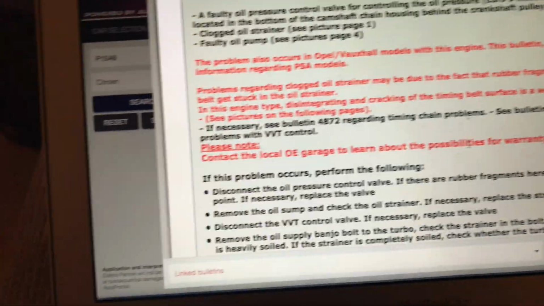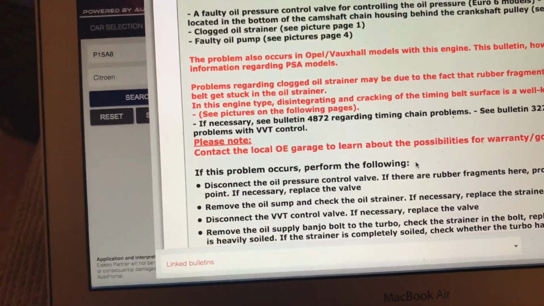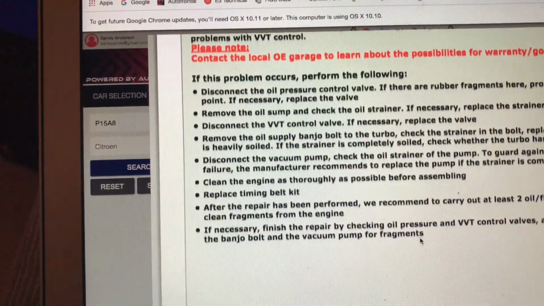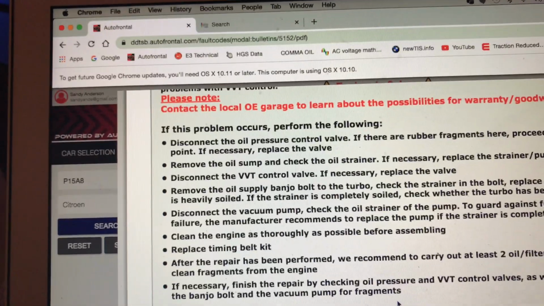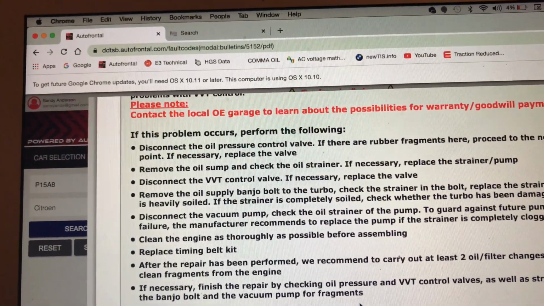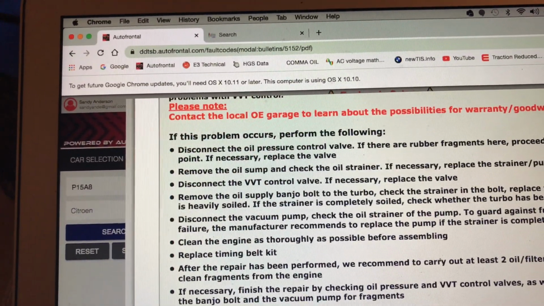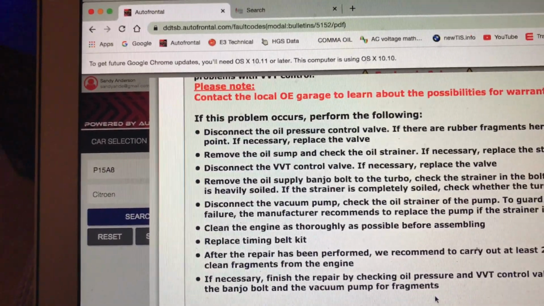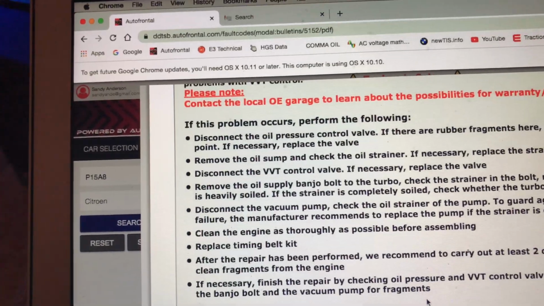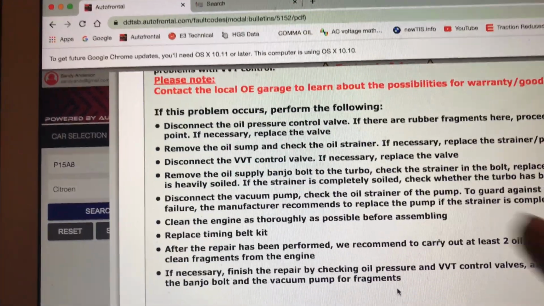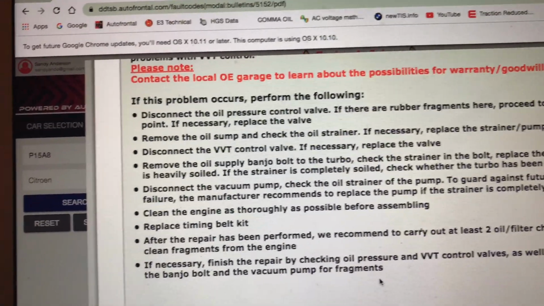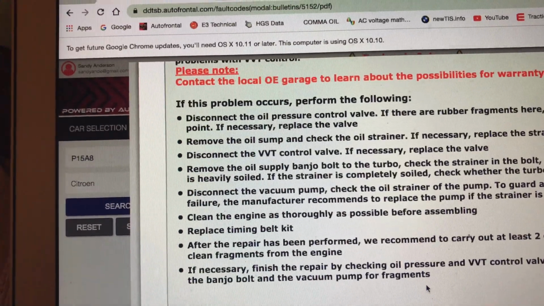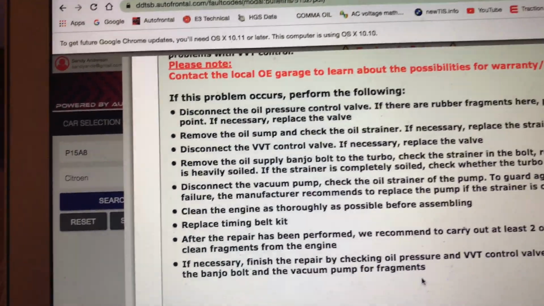Well, that's what we'll be doing. So then it says, if this problem occurs, perform the following. Disconnect the oil pressure control valve. If there are rubber fragments here, proceed to the next point. If necessary, replace the valve. So I think that's near the oil filter. Remove the oil sump and check the oil strainer. That's a good idea. If necessary, replace the strainer and the pump. Disconnect the VVT control valve. If necessary, replace the valve.